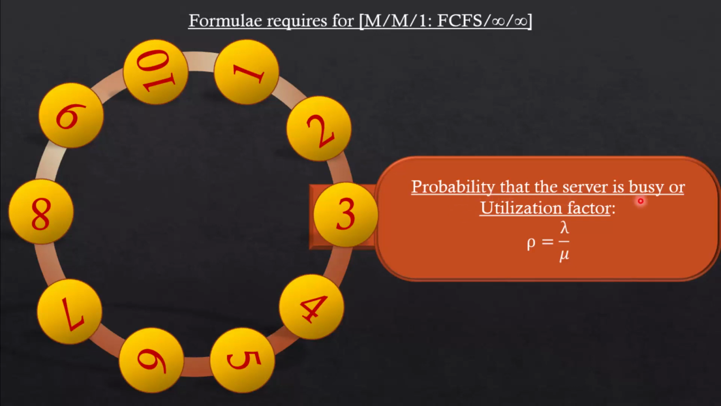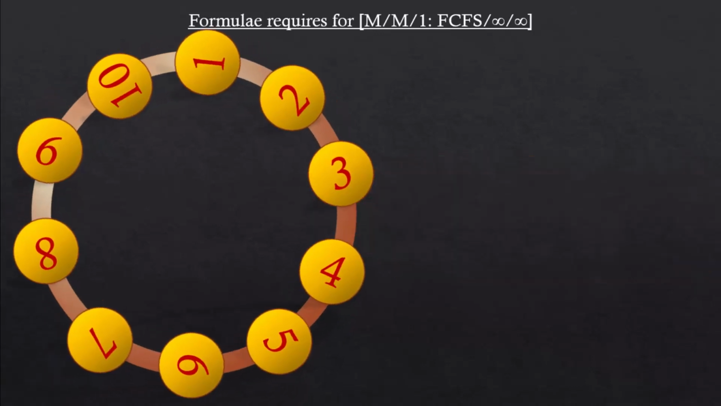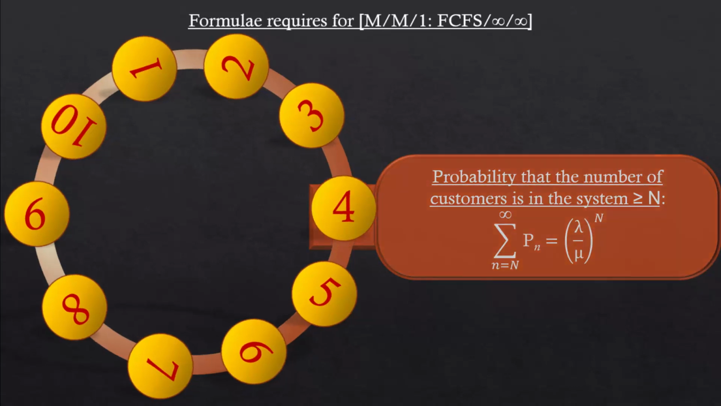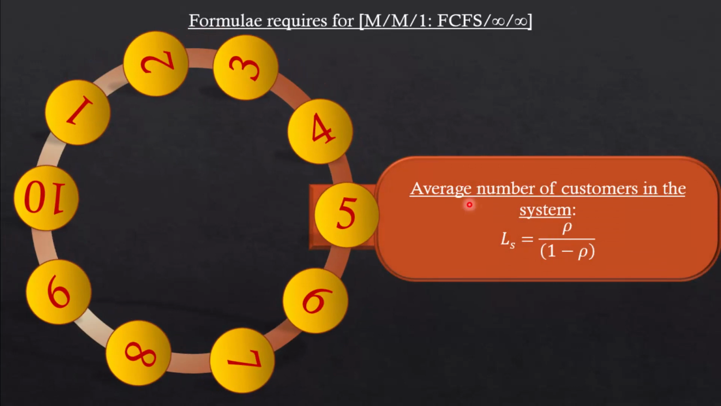Probability that the server is busy, also known as the utilization factor. It is represented by rho and is given by lambda divided by mu. Now let us move ahead. Here we calculate the probability of having n customers in the system where n is from capital N to infinity, and it is given by (lambda/mu)^N.